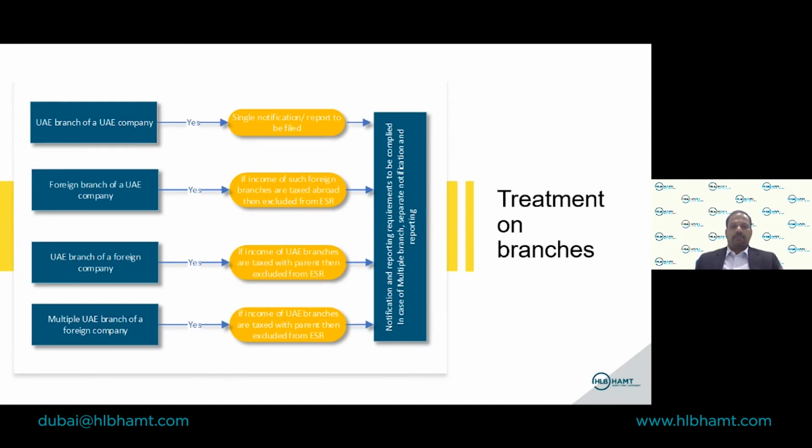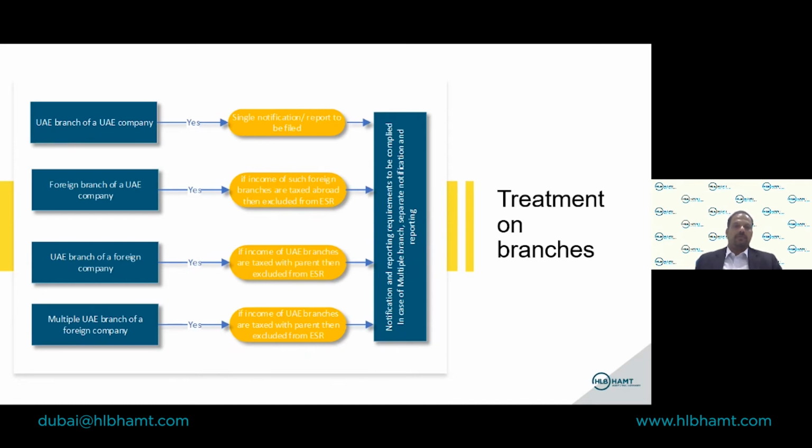Now the branches, simple, there is no confusion on it. It's more clarified or simplified now. Earlier, we were clear, or even before, what was the treatment for ESR purposes on branches. Now it's simplified: UAE branch of a UAE company. Yeah, that is simple. Only a single notification is required, no multiple notifications. That was the earlier provision as well. There is no change on that.